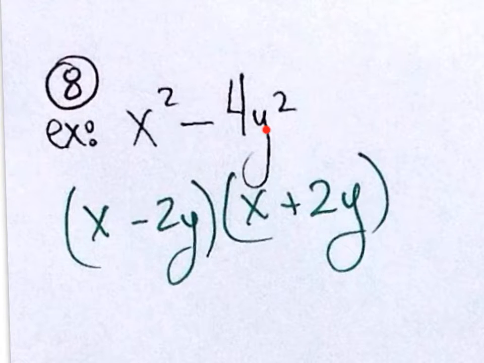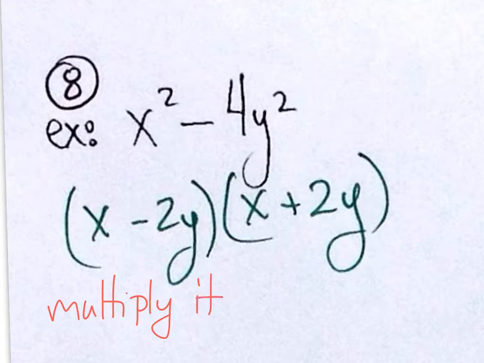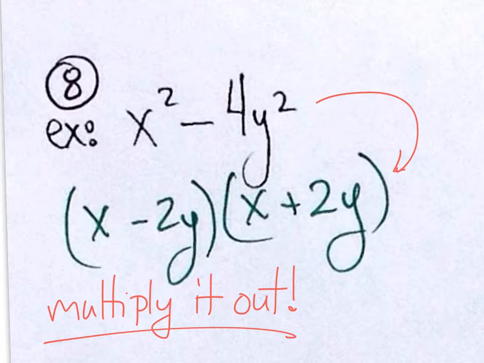X squared minus 4y squared, so this looks like the difference of perfect squares, x times x and 2y times 2y. So notice how the middle terms cancel out. Our firsts give us x squared, our lasts give us a minus 4y squared. And again, if you're looking at the factoring stuff and you're confused, multiply it out. You don't have to for the answer, but in order to figure out how to go from here to here, going from here to here helps you get a feel for how it works.